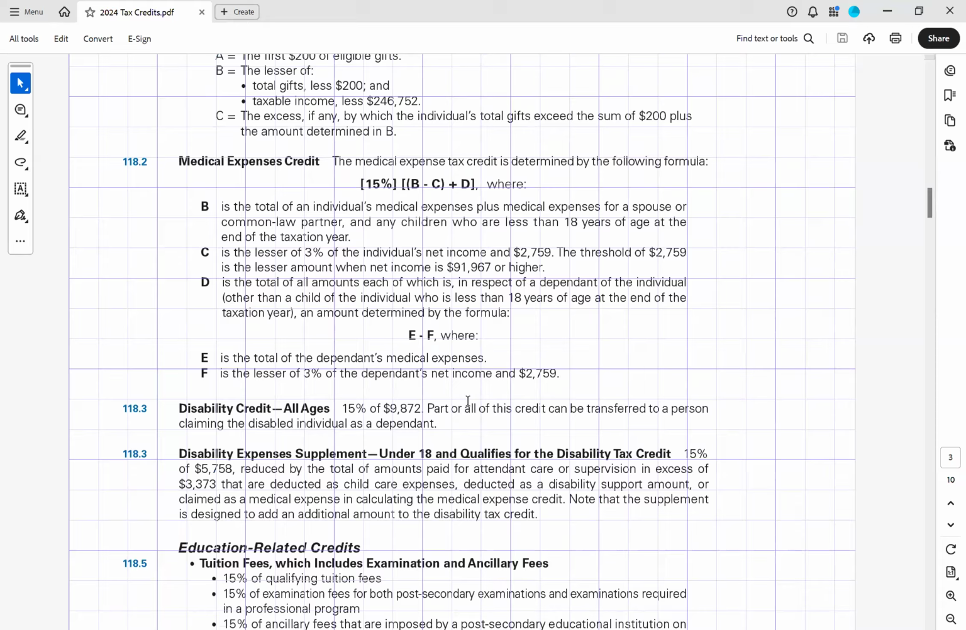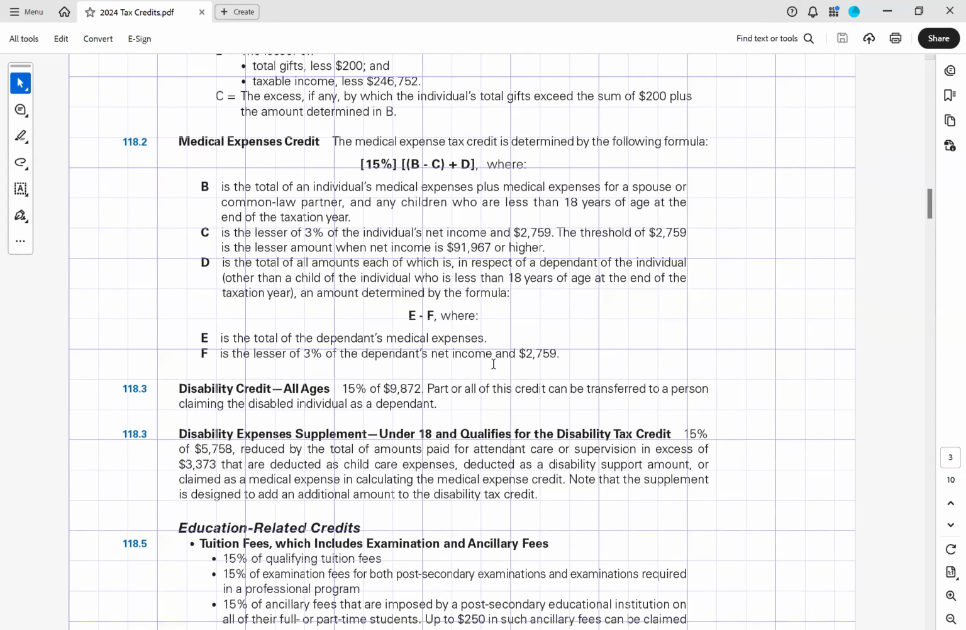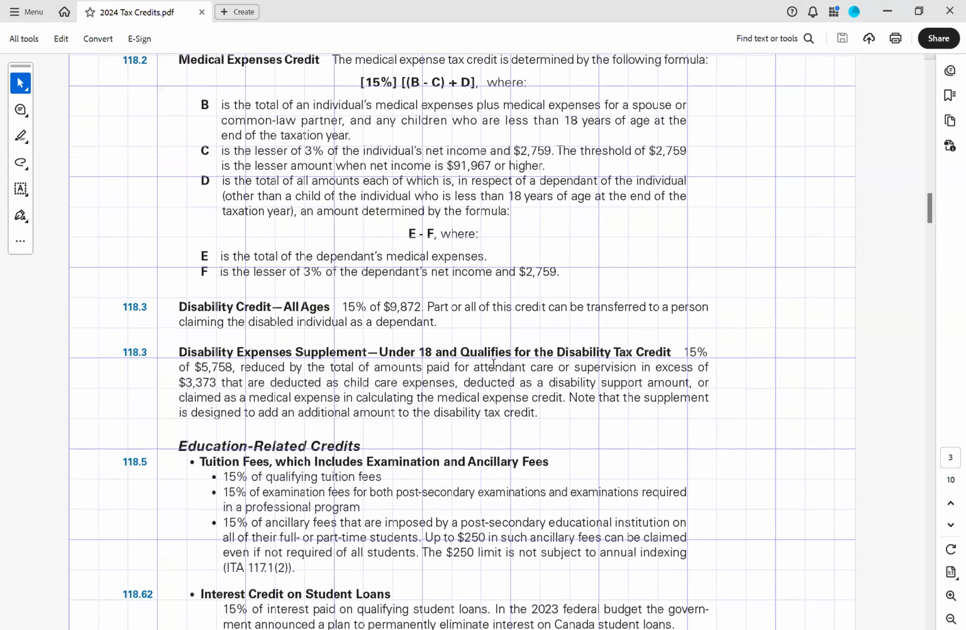So for the medical expense tax credit, you see this formula: 15% times bracket B minus C, end bracket, plus D. And then you see that under D, it equals E minus F. So that's the formula we're going to be using to calculate the medical expense tax credit. And then also the disability tax credit right below that.